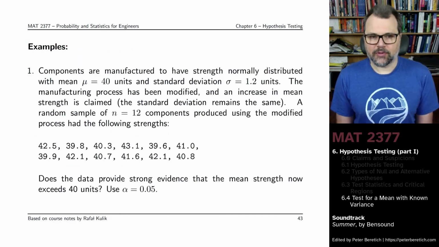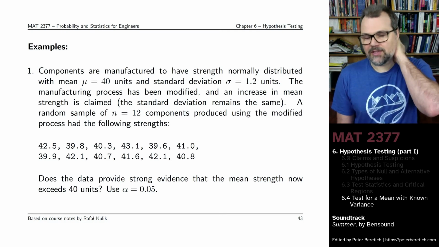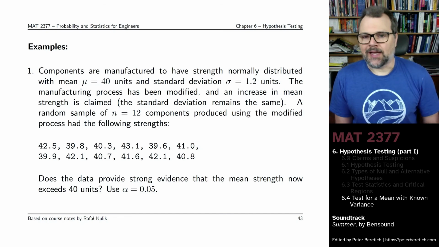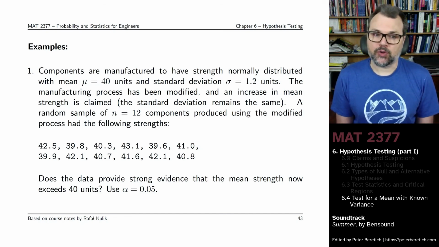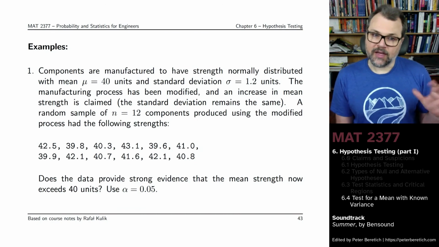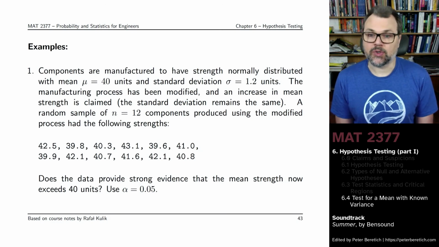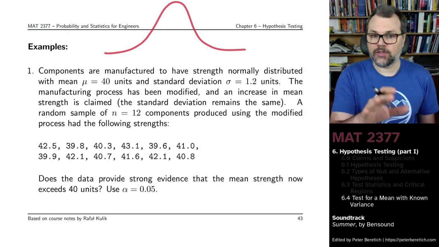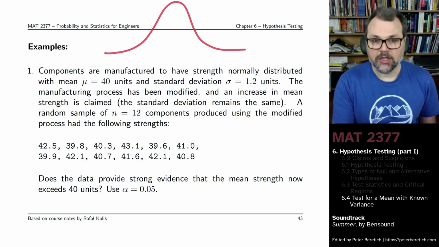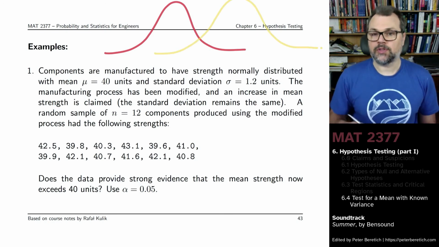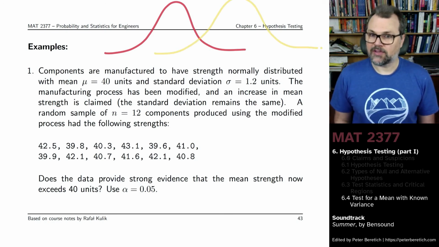Let's look at a first example here. So you manufacture a bunch of components. And in the manufacturing process, they're supposed to get a strength, which would be normally distributed with a mean of 40 units, whatever that unit would be, and a standard deviation of 1.2 units. So we modify this manufacturing process now, and we think that that should lead to an increase in mean strength. Doesn't change the standard deviation. Prior to the increase, this is how the strengths would have been distributed, and now we believe that with the increase, we should see better strength, higher strength, same standard deviation.